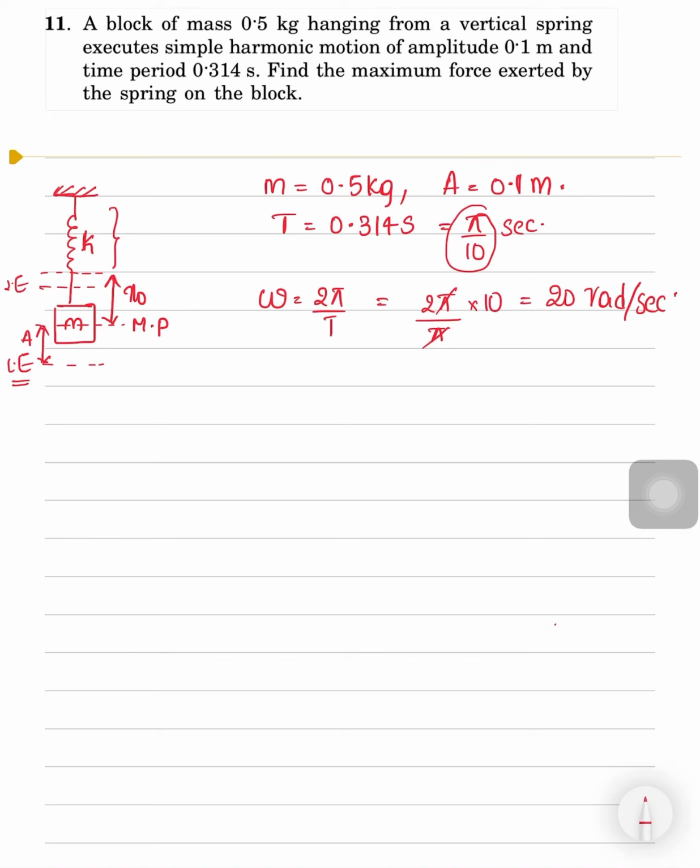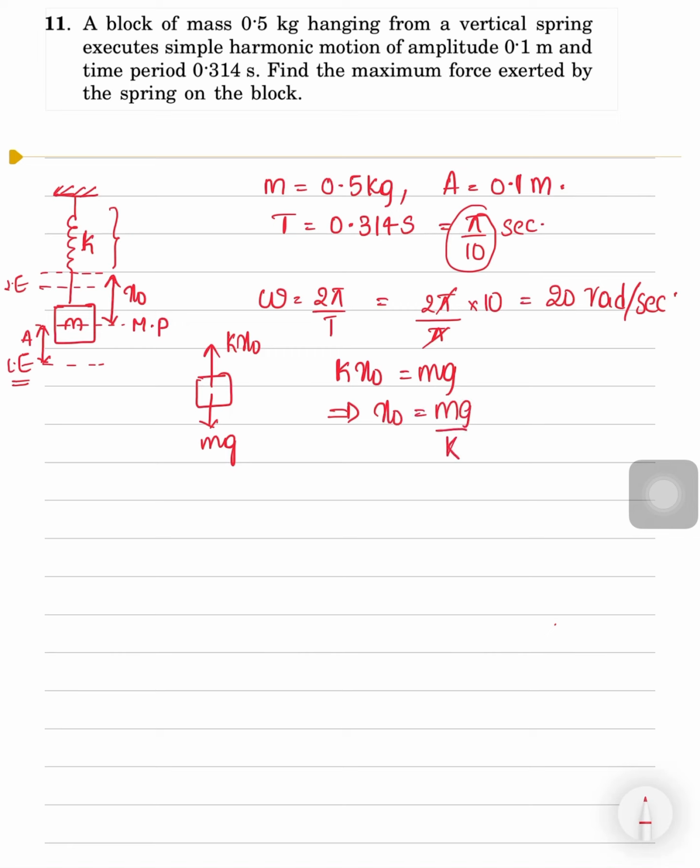Now let us calculate this x0 value. At mean position, the net force should be equal to 0. If you see the forces acting on the block at the mean position, mg will be acting in the downward direction and the spring force, which will be equal to kx0, will be acting in the upward direction. As the net force at mean position should be 0, we can write kx0 equals mg, which implies x0 will be equal to mg by k.